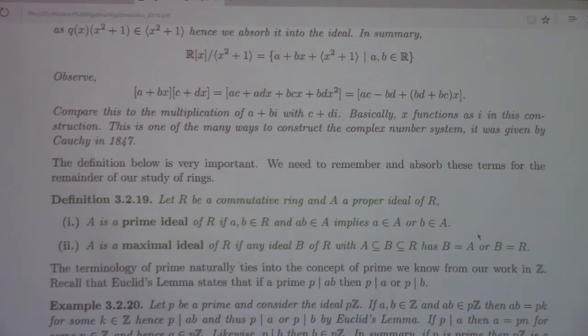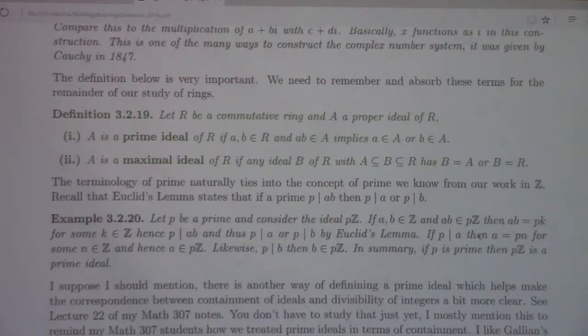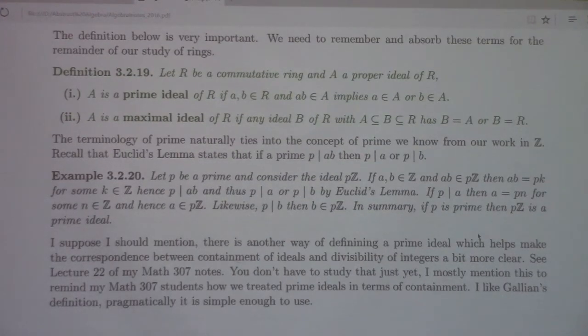Anyway, you can really see this is the complex numbers, right? If you multiply the coset a plus bx by the coset represented by c plus dx, and you multiply that out, well, x squared is congruent to minus 1, right? So you get a minus here. And that's exactly the same rule as if you multiply a plus bi by c plus di, right? It's just like x is behaving as the imaginary unit. Okay, so sorry, I'm just adding a little bit more examples to last lecture's material.